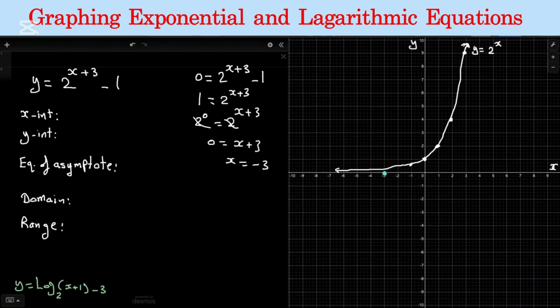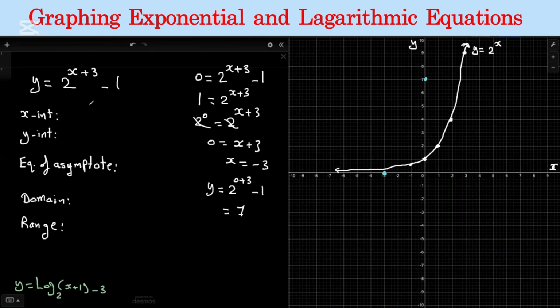Now let's calculate the y-intercept. For the y-intercept, we make x 0 in the formula for the equation and solve for it. So the y-intercept will be y equals 2 to the power of 0 plus 3 minus 1. 2 to the power of 0 plus 3, that's 2 to the power of 3, which is 8, minus 1 is 7. So the y-intercept is 7, and I'm just going to use different colors.